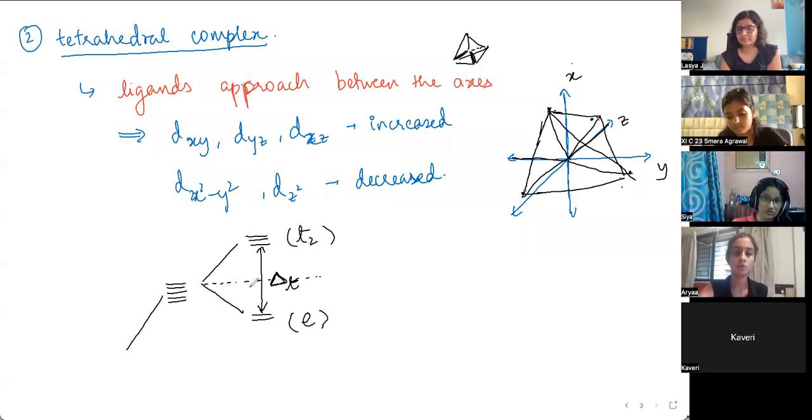Miss, but what was the reasoning for them approaching between the axes? Because for tetrahedral, the shape itself is different, no? There are 4 different directions. So even if you oriented one over here, the other three are somewhere in between. So the 3 orbitals that are in between the axes will get more affected than the ones that are along the axis.